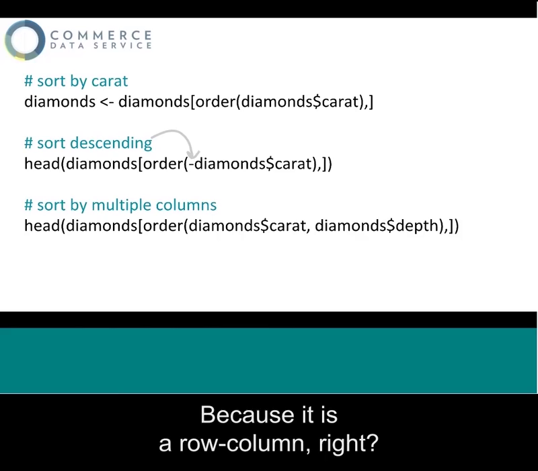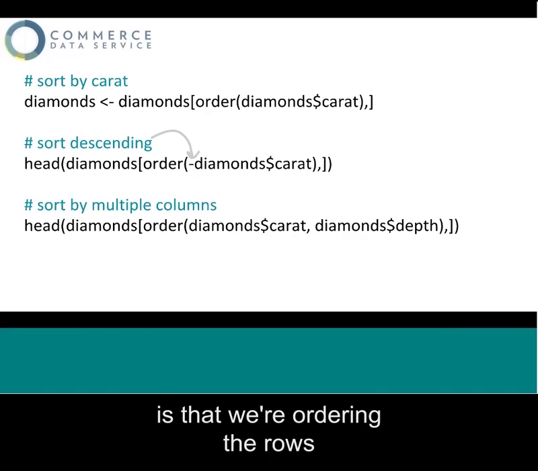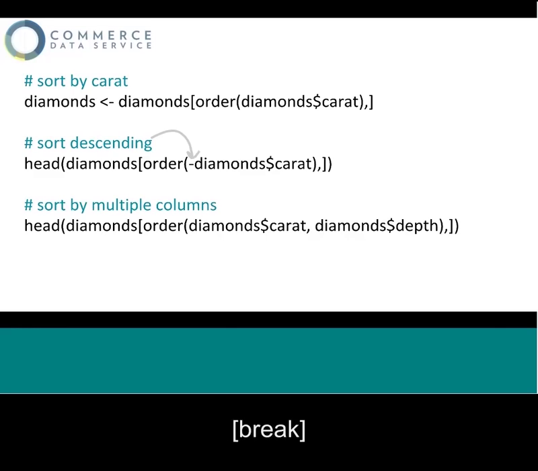Because it is a row column, right? It is a two-dimensional matrix. And so what we're telling it is that we're ordering the rows by this reorder of the rows. That's why we need an additional comma at the end.